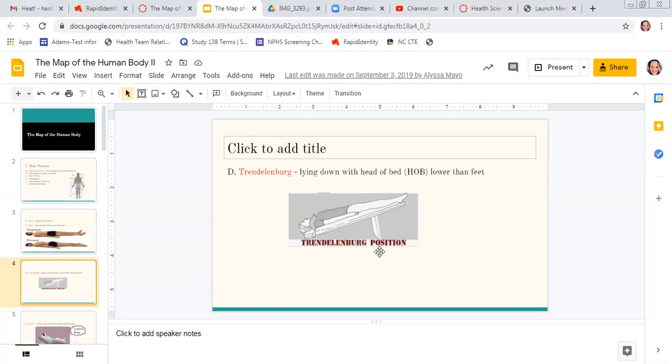Trendelenburg position would be used for someone who is having blood pressure issues and we need to really quickly get that blood back to the brain. I use it when I'm positioning patients by myself because gravity is your best friend. So I can usually pull someone up in the bed from Trendelenburg position a little bit more easily. You can use this position for certain types of strokes and things like that to keep blood pressure normal. And then it can also be used for different procedures and things like that.